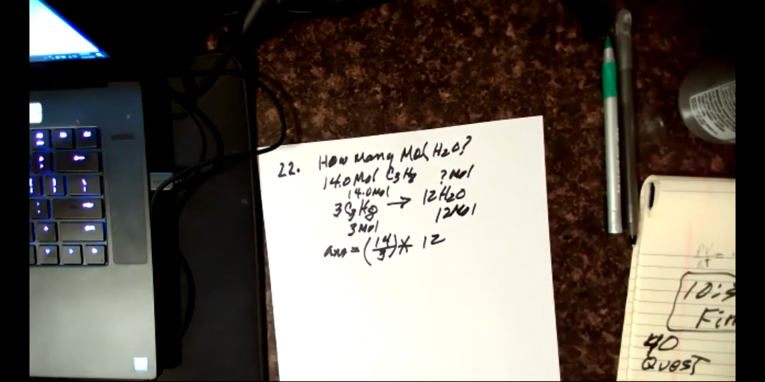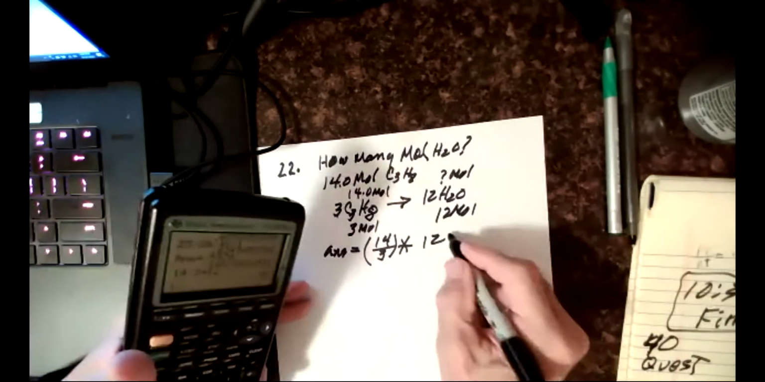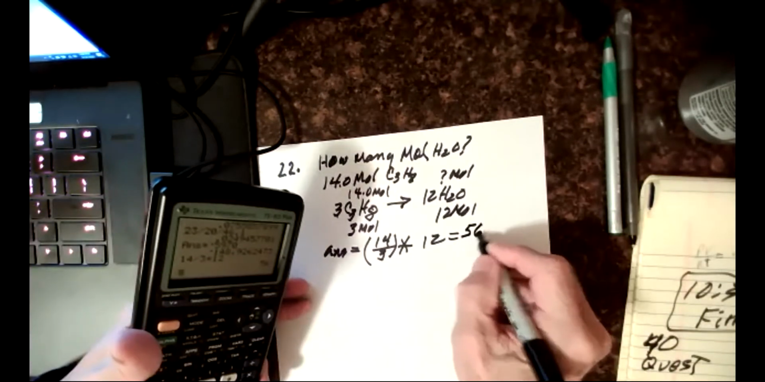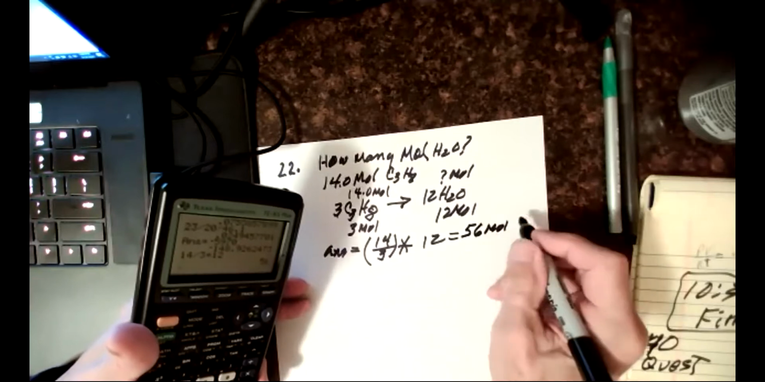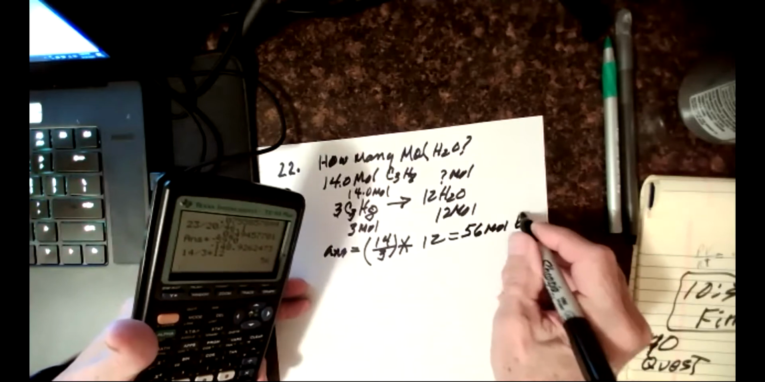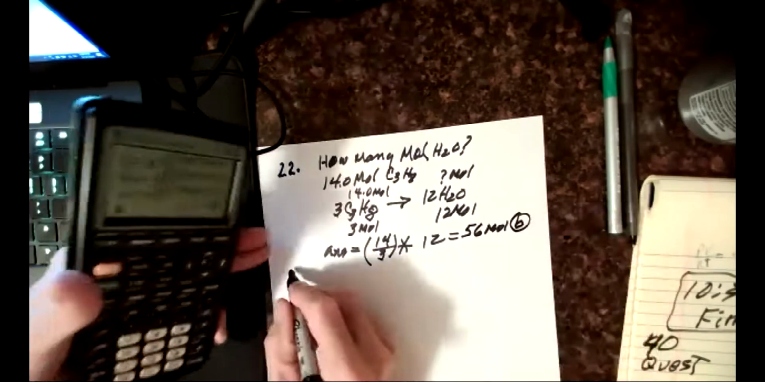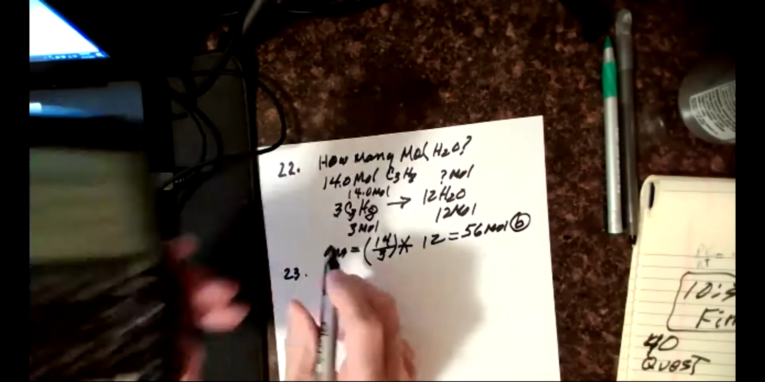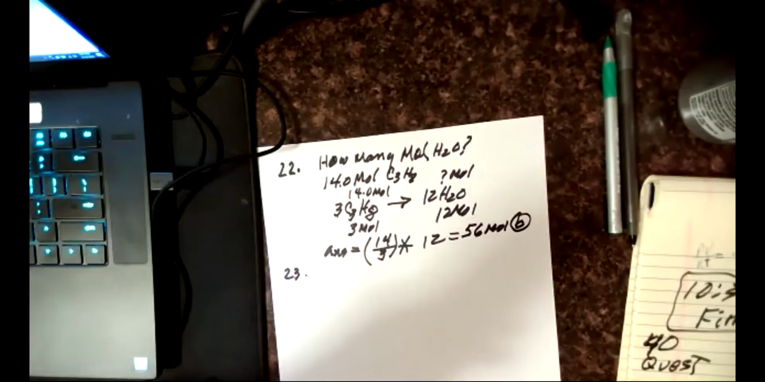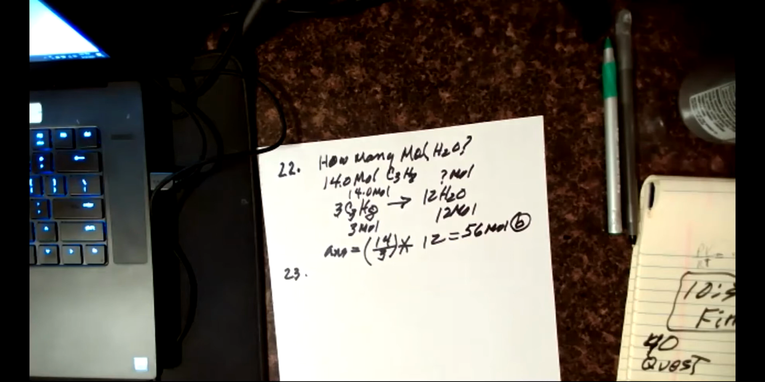I get a big number, but I think that's right. 56, yep. And 56 is B also. 23. That may be the last one with these problems. Okay, so we've really got every kind of stoichiometry represented that you can imagine.